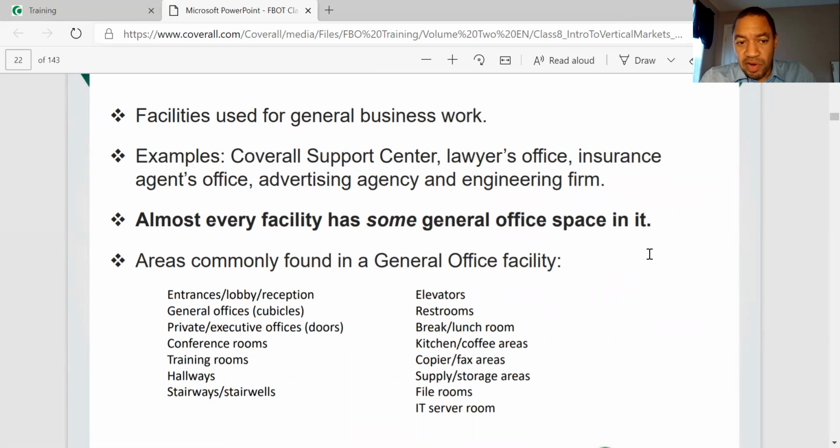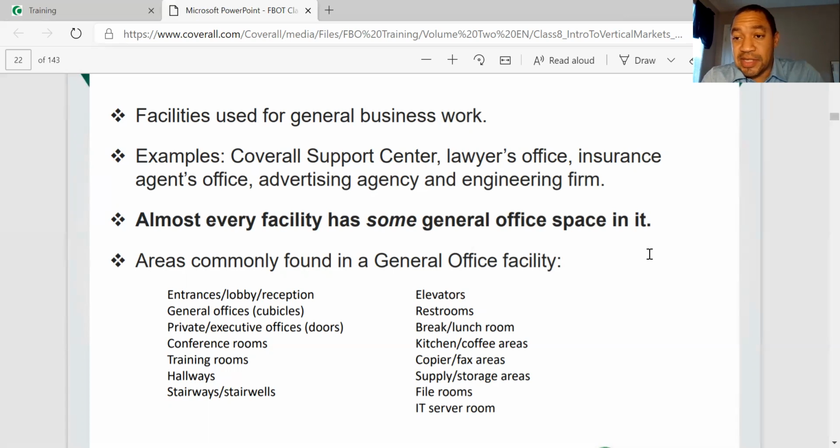It could be a big training room, a conference room, hallways, stairways, elevators. It can be in the general office because we clean the inside of the elevator too. Restrooms, break rooms, lunch rooms, kitchen rooms, coffee areas, copy rooms, fax areas, supply rooms, storage rooms, file rooms, and IT server rooms.